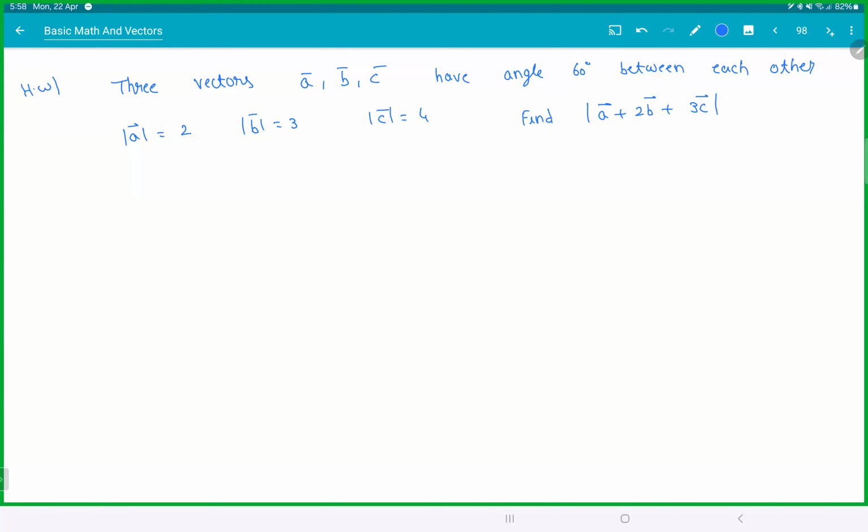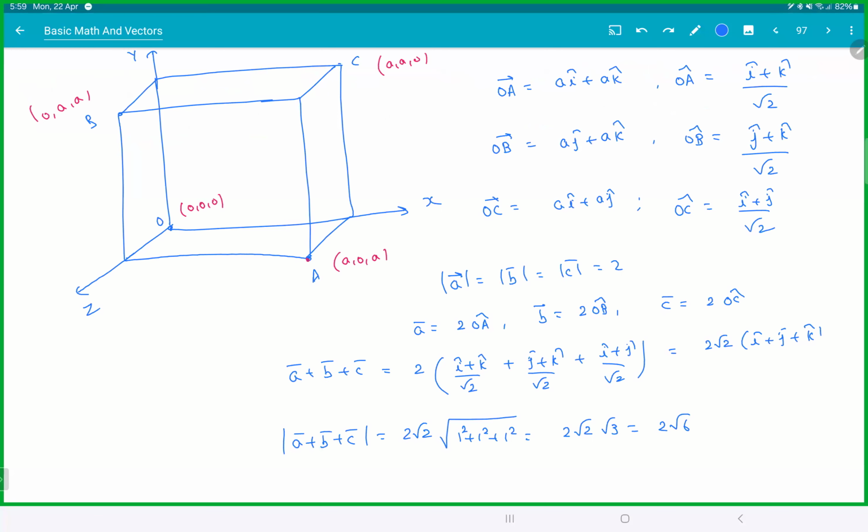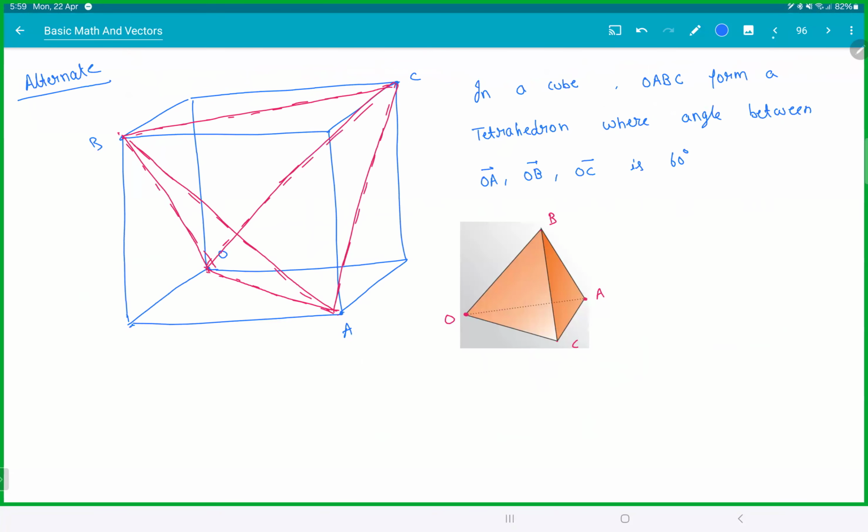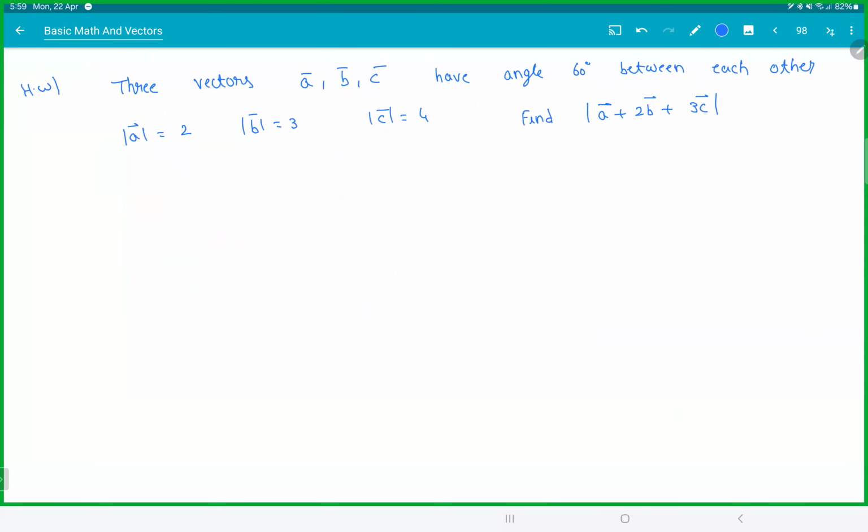Now you try. I showed you for A, B, C the magnitudes. I just changed it a bit. You have to use a second method. This will save you a lot of time. The alternate method will give you the idea.